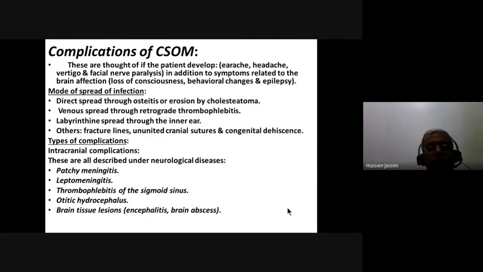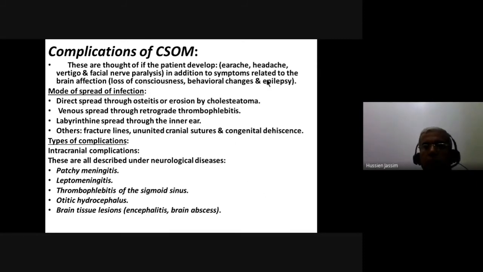Now, complications of chronic suppurative otitis media. Usually these complications occur in chronic suppurative otitis media, but sometimes they occur directly after acute suppurative otitis media, especially with congenital abnormalities or dehiscences in the bone.